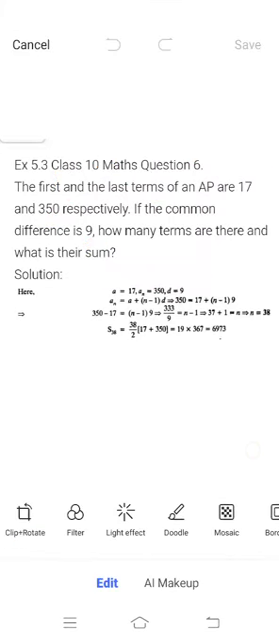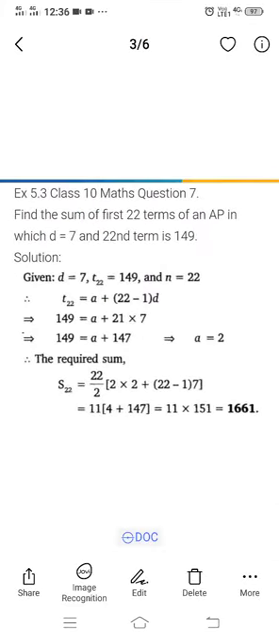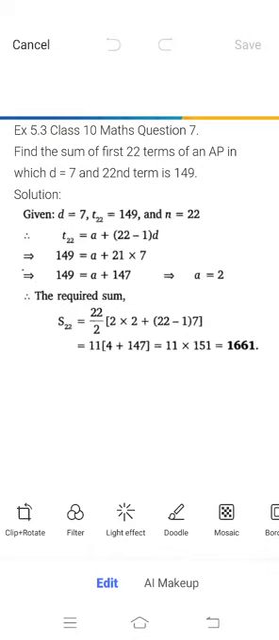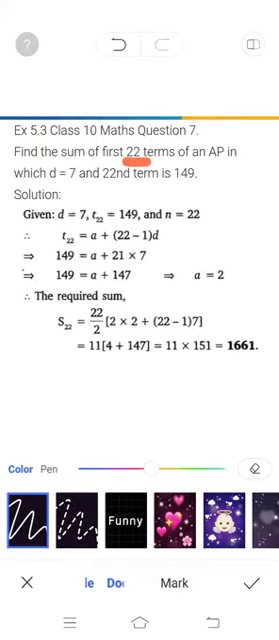Now coming to the next question, number 7. Find the sum of the first 22 terms. 22nd term means A22. First 22 terms total, that means S22 we have to find out. In S22, the common difference and the 22nd term are given. Here the 22nd term, A22, is given as 149. A22 or T22, both are the same. So n is equal to 22, and A22 is given as 149 and d value is given as 7.